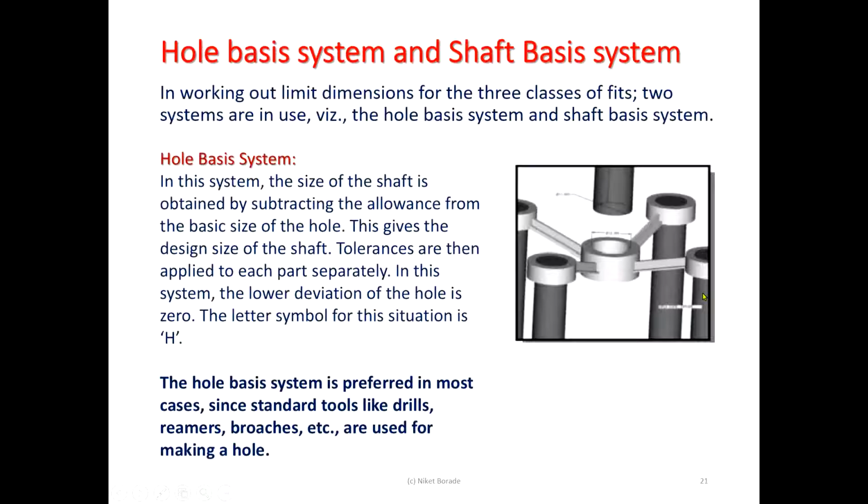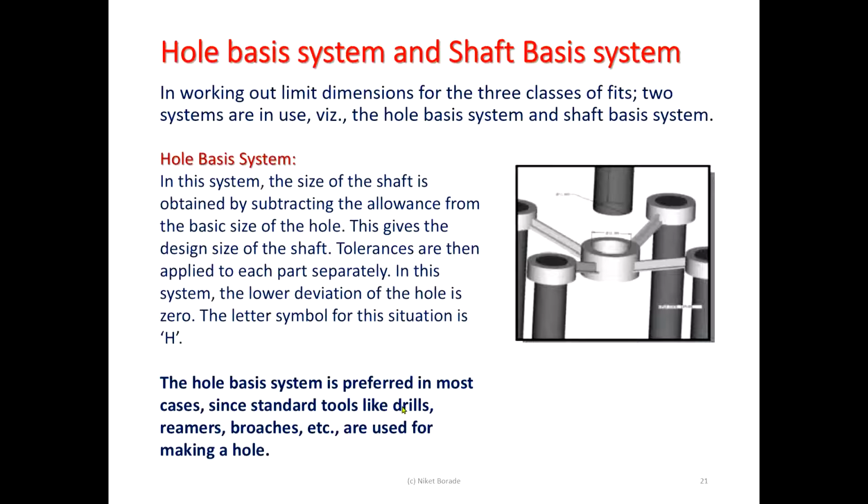So the hole basis system is a system in which we decide the tolerances on the hole first. I am not saying we make the hole first, okay? You can make anything first, but in that table we decide the tolerances on the hole first. In the table of the hole basis system, they decide the tolerances of the hole first, and then they vary the tolerances on the shaft. Make it minus if you want clearance fit. Make the shaft larger if you want interference fit. So this is more widely used. The hole basis system is preferred in most cases.